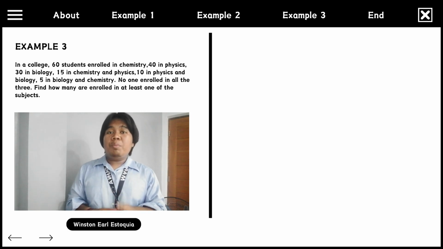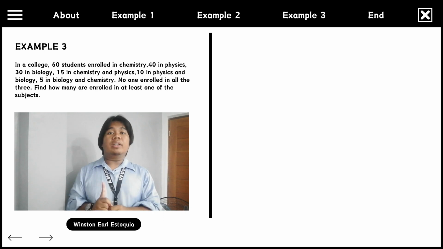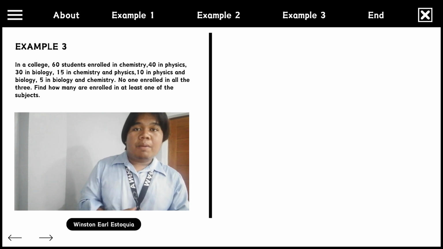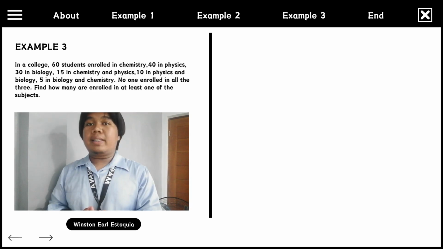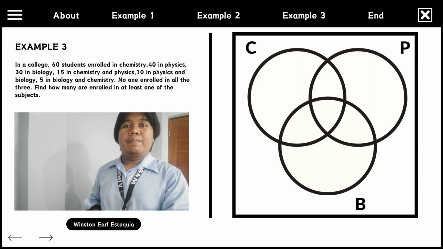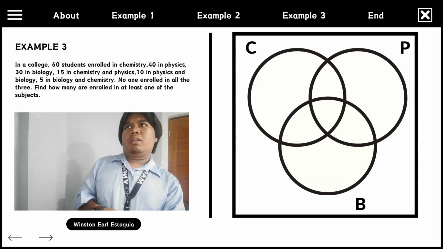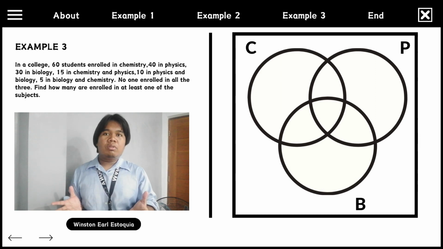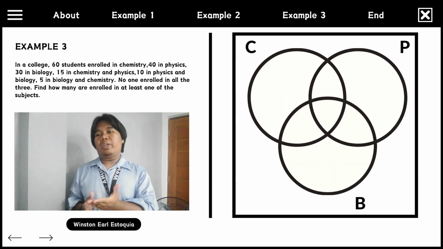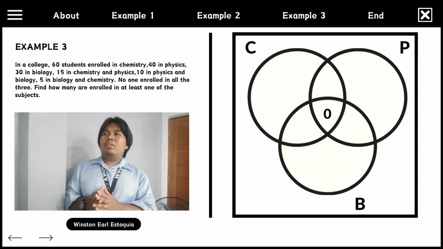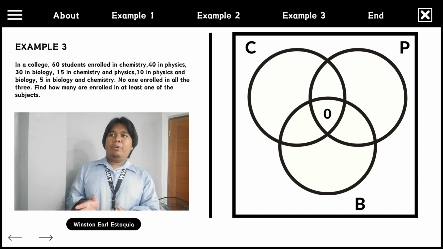Now, we need to determine how many students are enrolled in at least one of the classes. So, like we've said and tackled in the previous examples, we need to look first into the number that is inside the intersection of all three circles. However, in our case, there is no one who took all of the classes simultaneously. So, what do we do? Well, we just put 0 into the intersection. Simple.